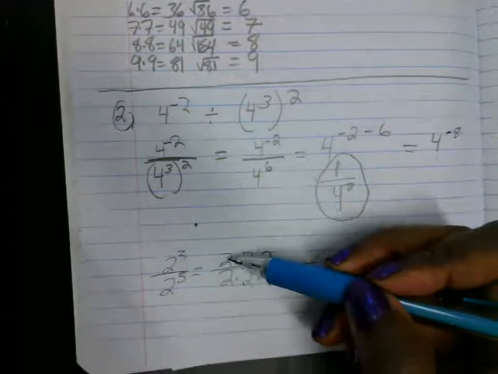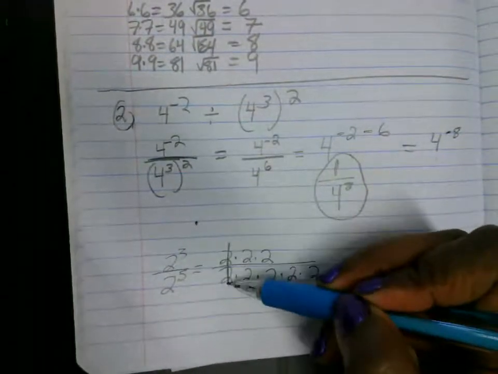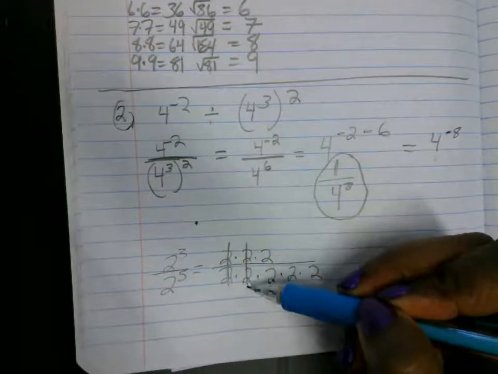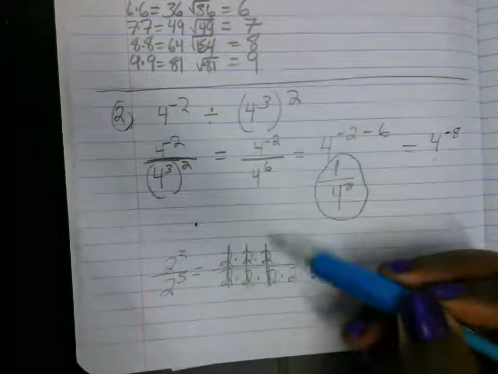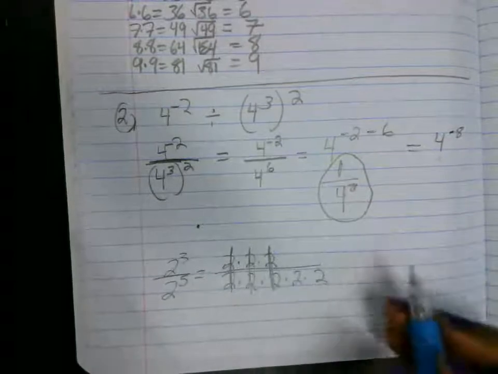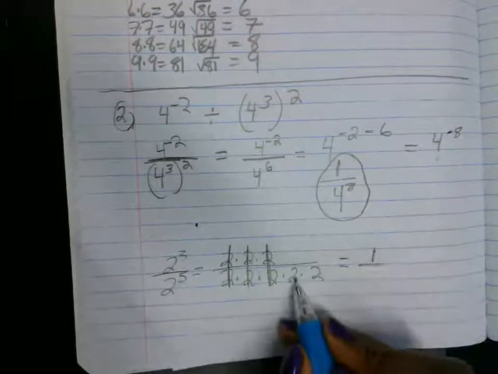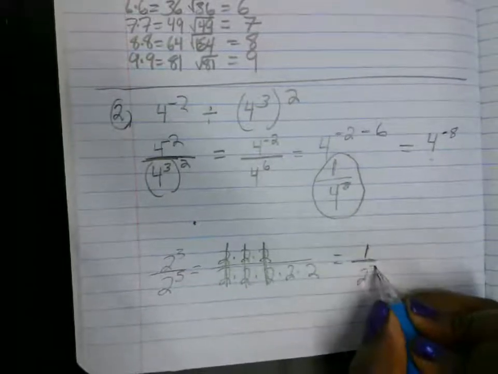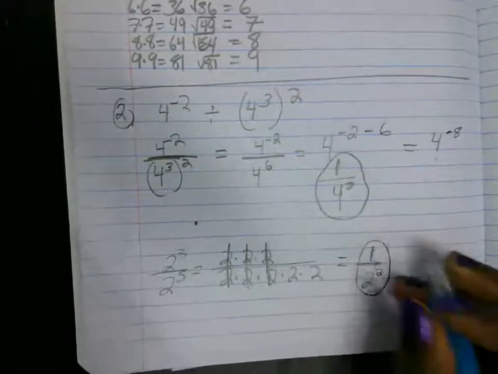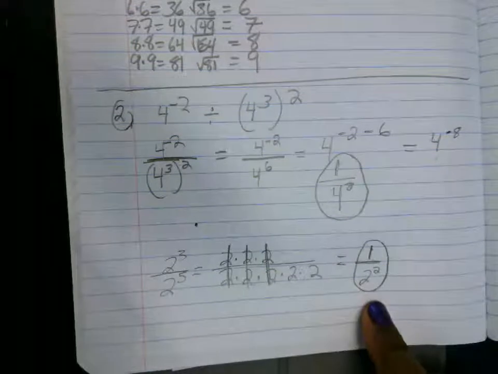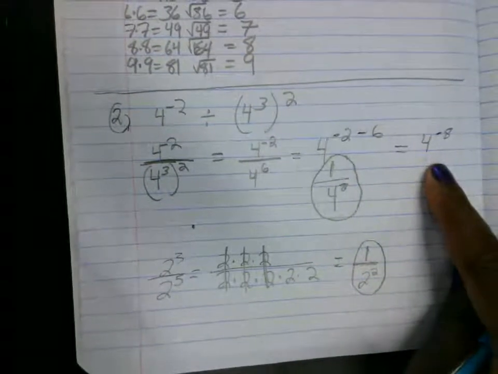When you divide, 2 divided by 2 gives you 1. 2 divided by 2 gives you 1. 2 divided by 2 gives you 1. On the top, all you have is 1 times 1 times 1, right? So that's 1 on the top. On the bottom, you only have 2 2's left. So that's 2 to the second on the bottom. Okay, do you see how this is my answer as a fraction? Well, that's essentially what this is.